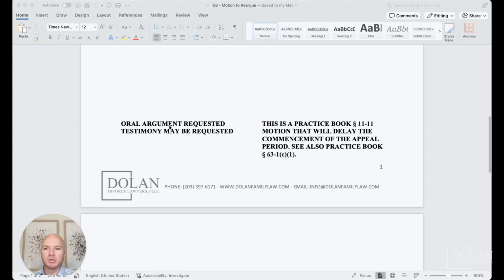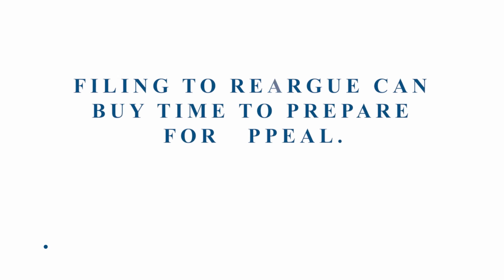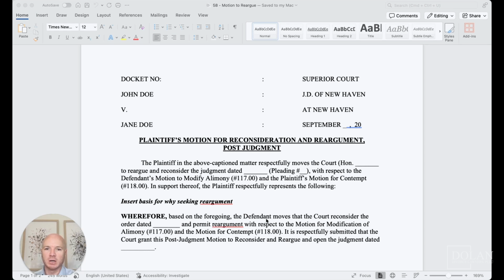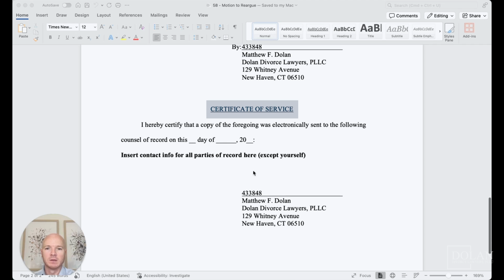Now, you have to make sure that you include this bolded language at the bottom of the first page so that you're asking for oral argument and testimony may be required. And then this section is very important, that it is a Practice Book section 11-11 motion that will delay the commencement of the appeal period. So normally you have 20 days to file an appeal in Connecticut Family Court, but if you file a motion to reargue, the 20 days is tolled and it actually restarts after the judge issues a decision on this motion to reargue. And then you just put your signature on the bottom of the motion and a certification showing that you served the other party with the motion to reargue.